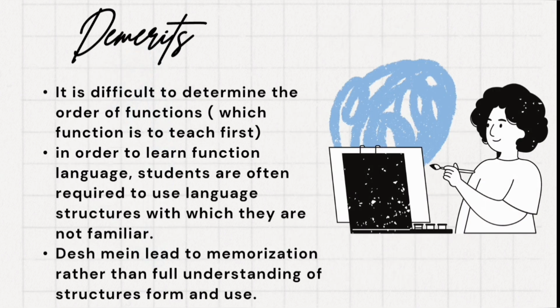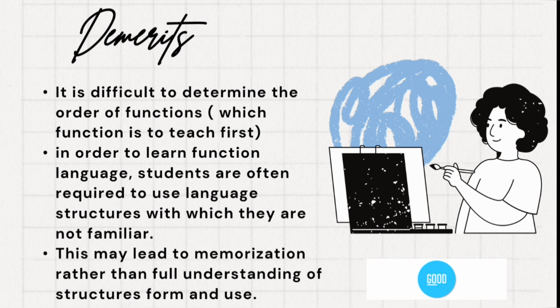Next point is demerits of functional approach. It is difficult to determine the order of functions. As we discussed earlier that there are many functions of language, so it is difficult to determine the order of functions, which function is to be taught first. In order to learn functions of language, students are often required to use language structures with which they are not familiar. This may lead to memorization rather than full understanding of structure's form and use.